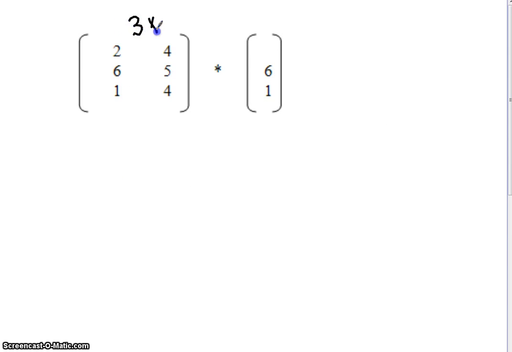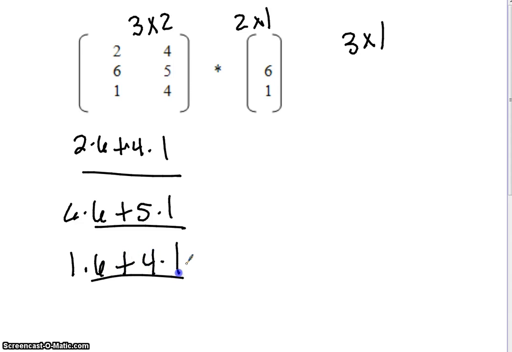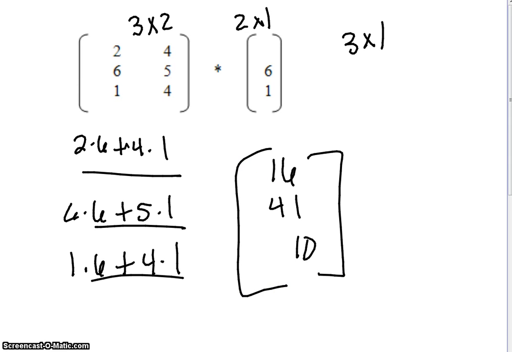We have a 3 by 2 and we have a 2 by 1. And sides are 2, it works, and my answer is going to be a 3 by 1. 3 rows, 1 column. So 2 times 6 plus 4 times 1. 6 times 6 plus 5 times 1. 1 times 6 plus 4 times 1. So 12 plus 4 is 16. 36 plus 5 is 41. 6 plus 4 is 10. Put your brackets around it, that's your answer.